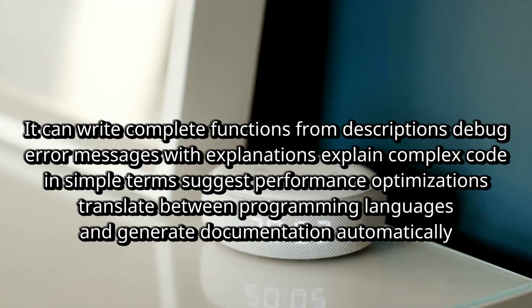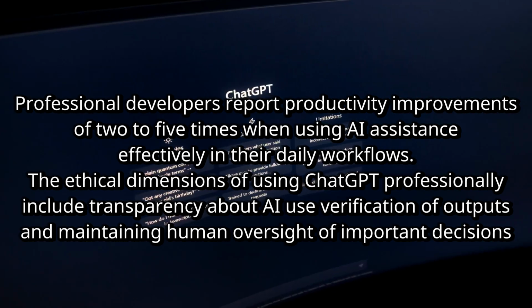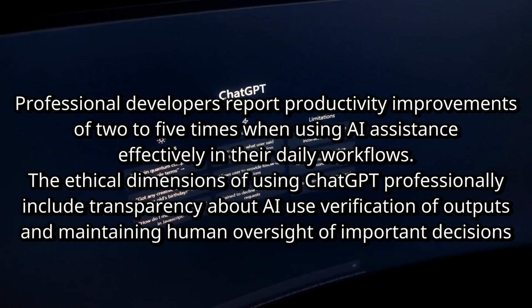For coding tasks, ChatGPT has become indispensable for developers at all skill levels. It can write complete functions from descriptions, debug error messages with explanations, explain complex code in simple terms, suggest performance optimizations, translate between programming languages, and generate documentation automatically. Professional developers report productivity improvements of 2 to 5 times when using AI assistants effectively in their daily workflows.